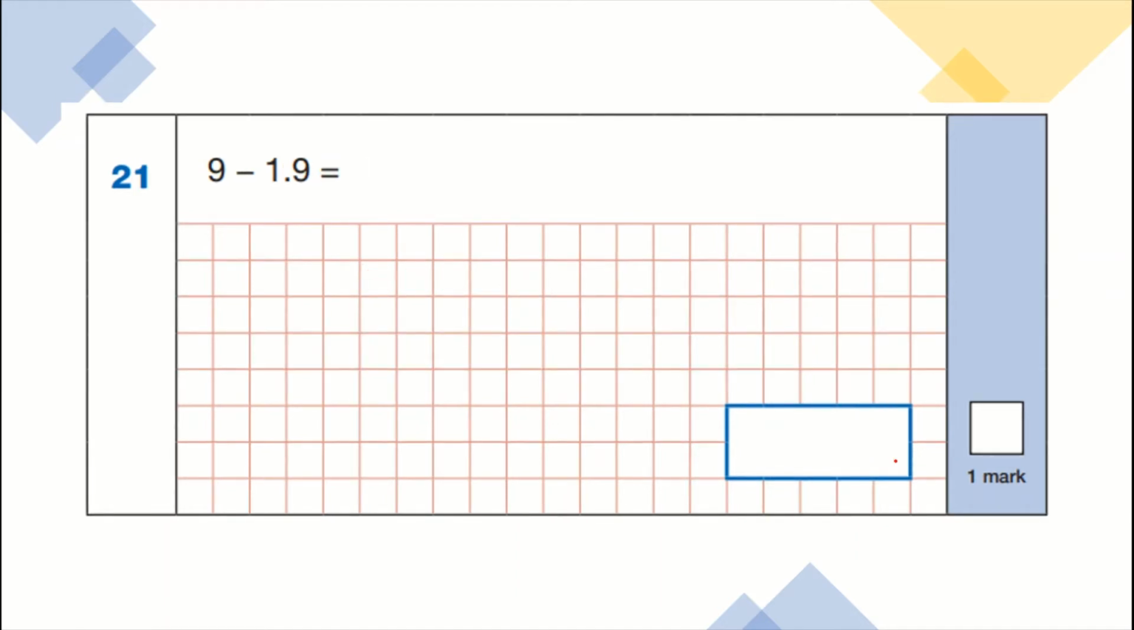Question 21 is similar to question 19 that we did before. 9 minus 1.9, and we're filling the digit place here with a 0. 0 minus 9, we can't do that. To borrow 1 from this number, making this an 8 because we're taking 1 away. Lending the 1 across. 10 minus 9 is 1. 8 minus 1 is 7. Remember this point here, that's the most important part of this whole question.